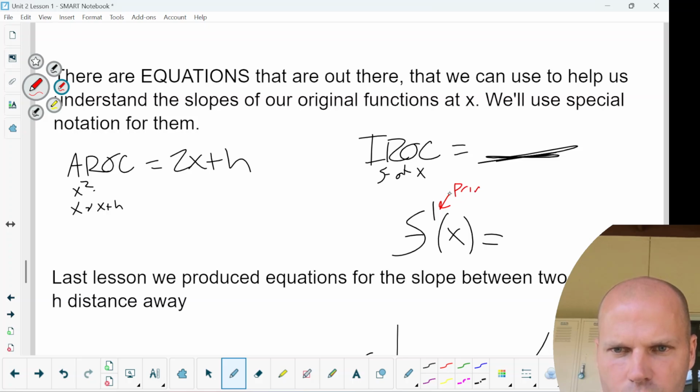We are going to say f prime. This is not a 1. This is a tick mark. Prime. We say f prime at an x. This is the instantaneous rate of change of f at x. It means slopes. F's slopes at x.